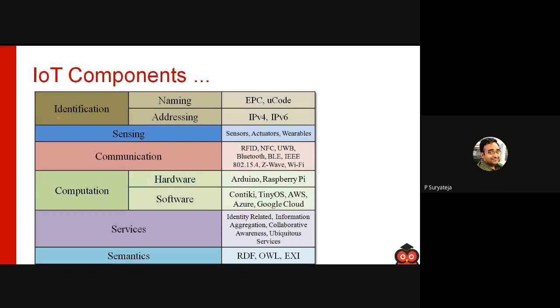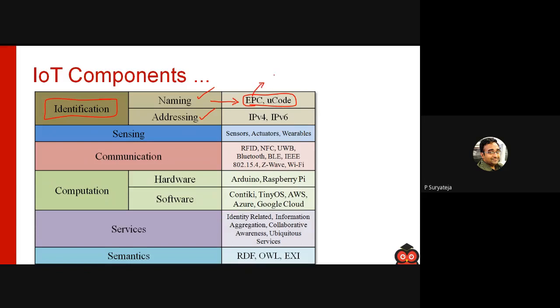Again, those 6 are represented here. First let's talk about identification. Identification can be divided into 2 subcomponents. One is naming and another one is addressing. For naming the IoT devices, these are some of the naming schemes we can use. One is EPC, Electronic Product Code, and another one is UCode.